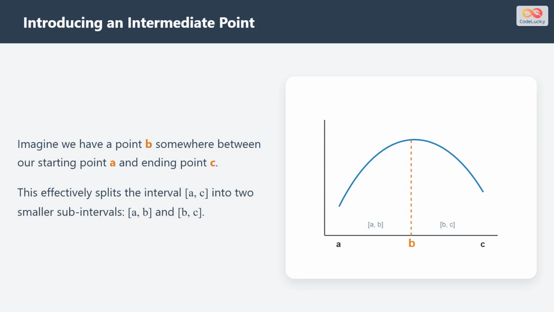Now, suppose we pick a random point. Let's call it b. That lies somewhere between our starting point a and our ending point c. By introducing this point b, we are effectively dividing our original interval into two smaller subintervals.